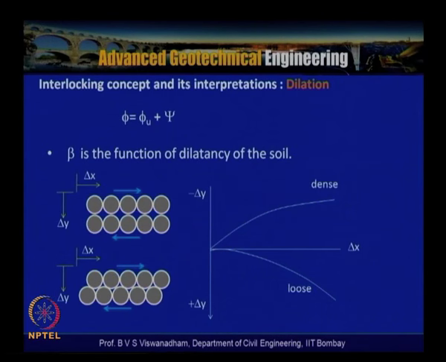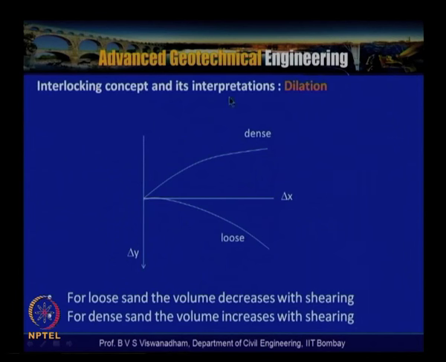This interlocking concept and its interpretations can be explained by taking a seesaw analogy, through which the dilatancy angle and other concepts can be discussed. For loose sand, the volume decreases with shearing, which is what we call negative dilation. For dense sand, the volume initially decreases very marginally, and thereafter it shows an increase in the volume upon shearing. This also shows that the tendency of dilatancy decreases with an increase in the confining pressure.